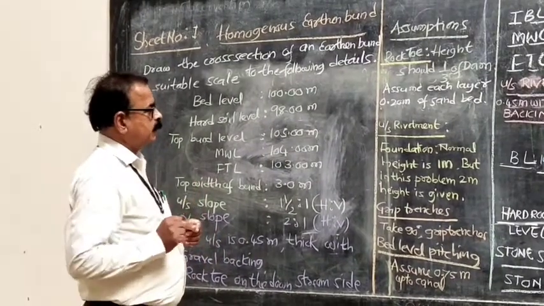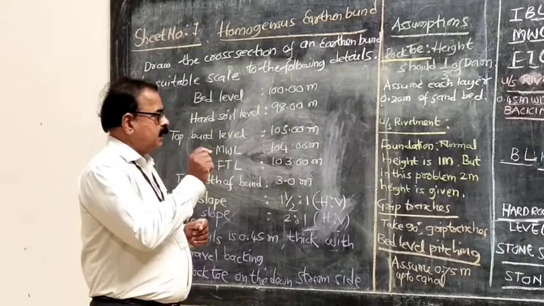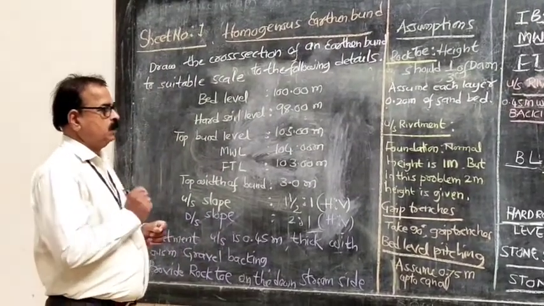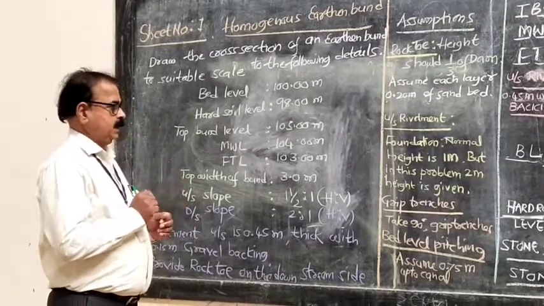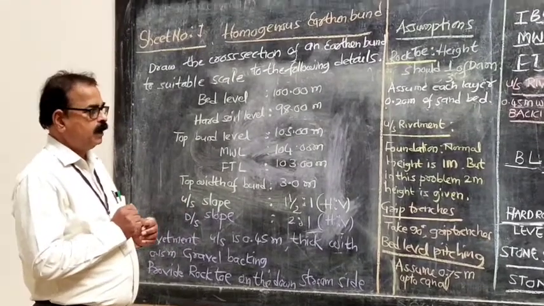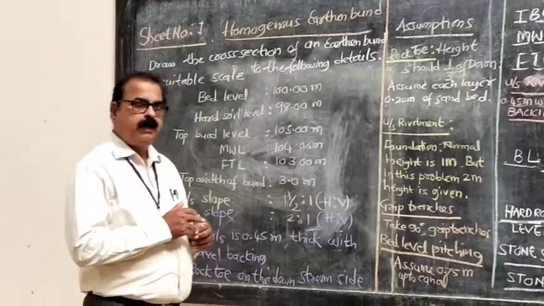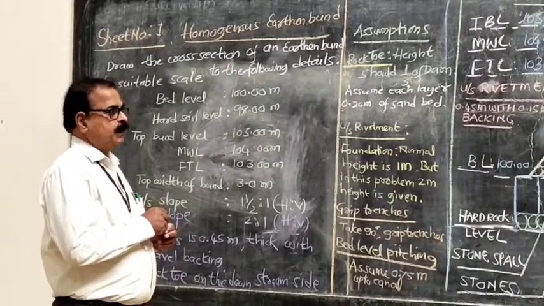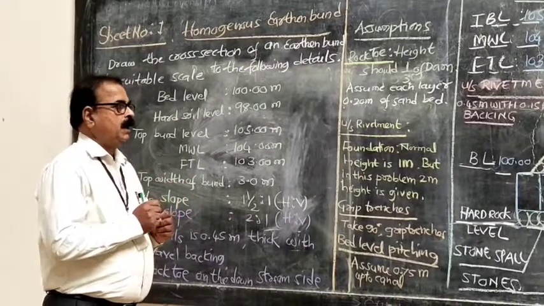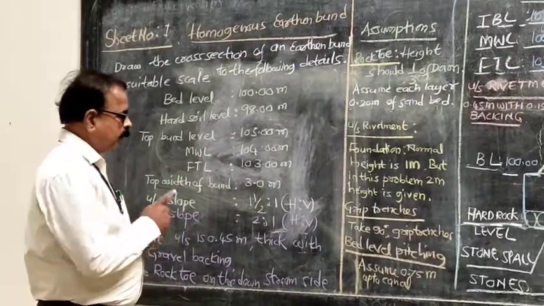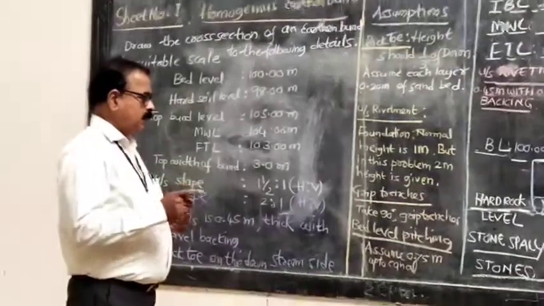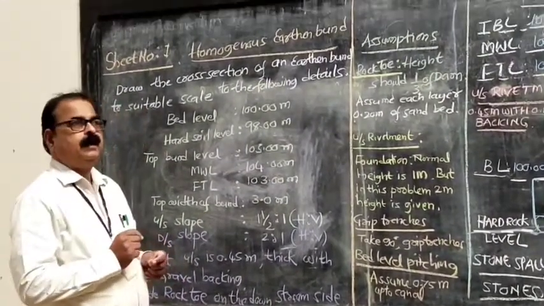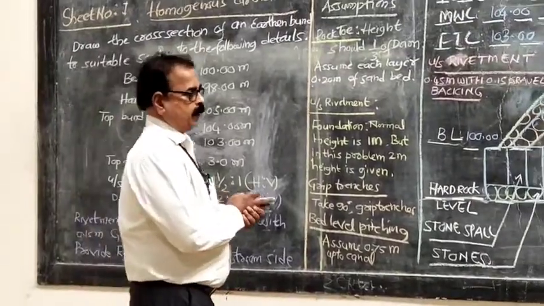Next is the upstream side revetment, which contains the foundation. Normal height is 1 meter, but in this problem we are taking 2 meters. Grip trenches are important on the upstream side bed level, and we have to take 90 degrees, which is most important to give the grip and also to support. Bed level pitching is on the downstream side, and normally we assume 0.75 meter up to the canal. Now we will come to the drawing part.